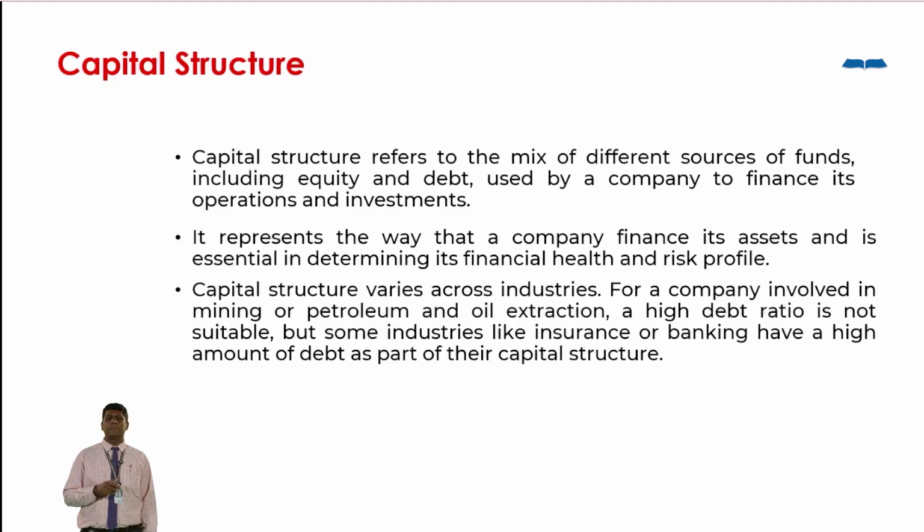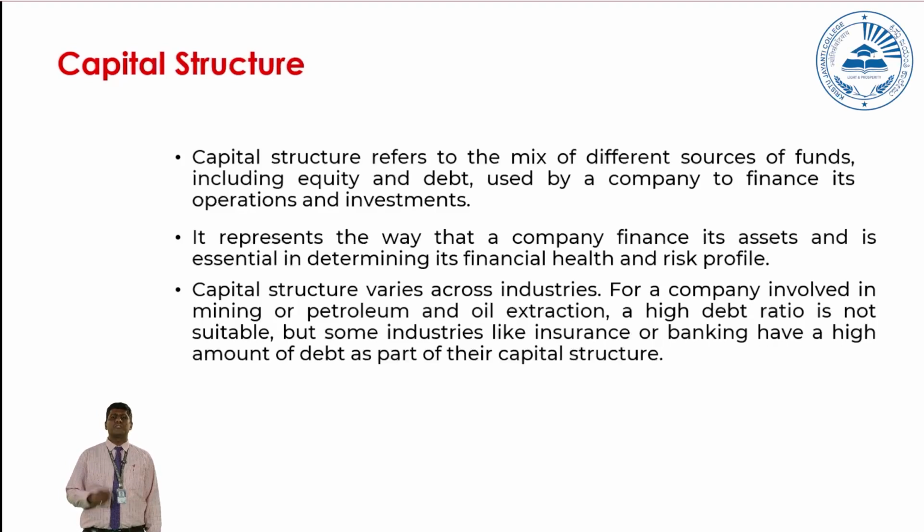For a company involved in mining or petroleum and oil extraction, a high debt ratio is not suitable. But some industries like insurance or banking have a high amount of debt as a part of their capital structure. Mining or petroleum industries require a huge amount of capital, and if the company raises capital in the form of debentures, it is not able to repay immediately because debentures have a short maturity period. Because of that, it is not suitable for mining or petroleum or oil extraction industries. Insurance or banking industries can have a high amount of debt in their capital structure because the income generating capacity of the company is very high, so the company can manage debentures.